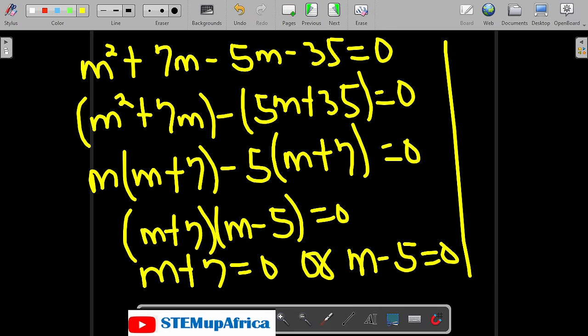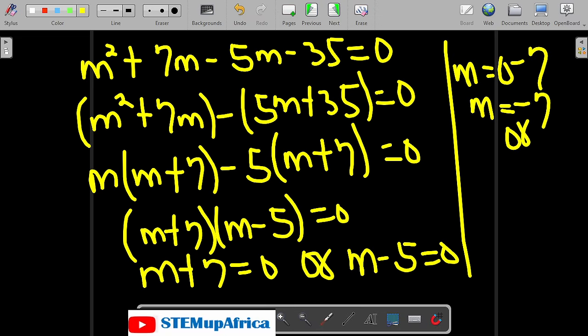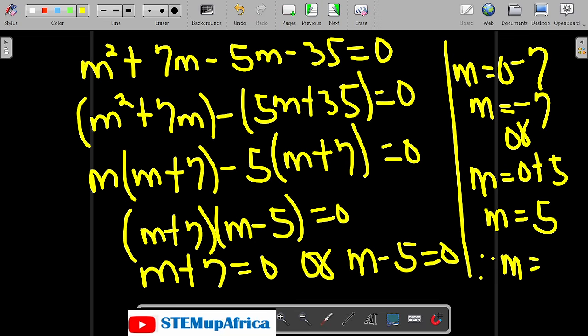From here we say m is 0 minus 7, so m will give us minus 7, or m is 0 plus 5, so m will give us 5. Therefore, m is 5, and m is not equal to minus 7, because we cannot recognize the negative value. So we are taking m as 5.